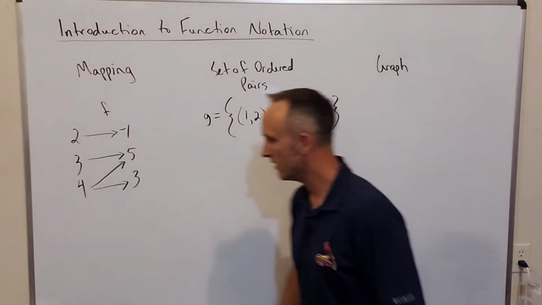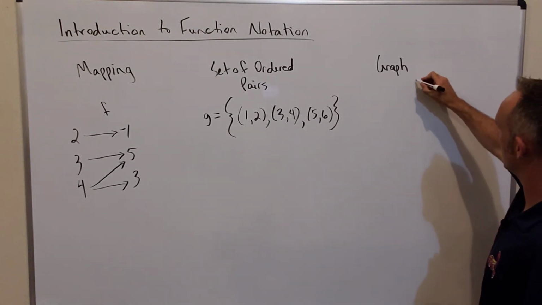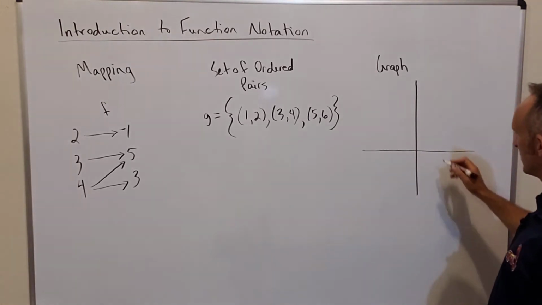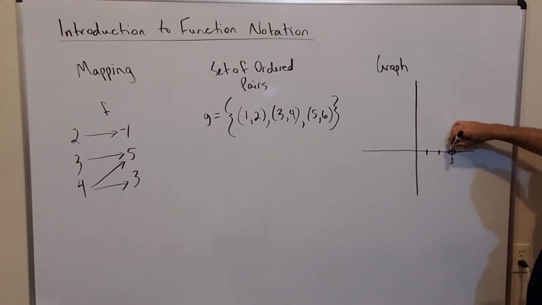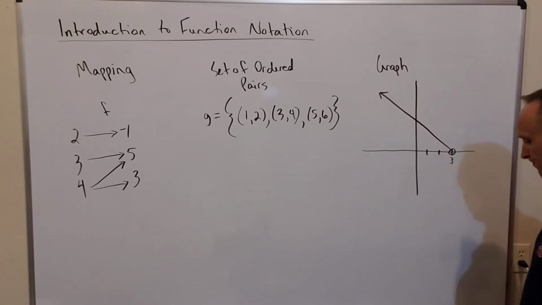Okay? And then finally our graph. I should have brought graph paper, but that's okay. We'll improvise here. We'll keep it just a straight line. And let's say at 3 on the x-axis, we have an open circle. And then it's diagonal, slanted up as we go to the left. Maybe it looks like that, okay?